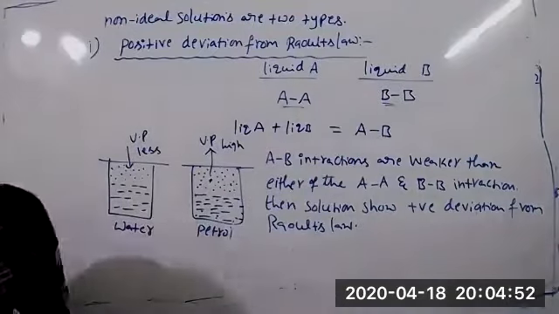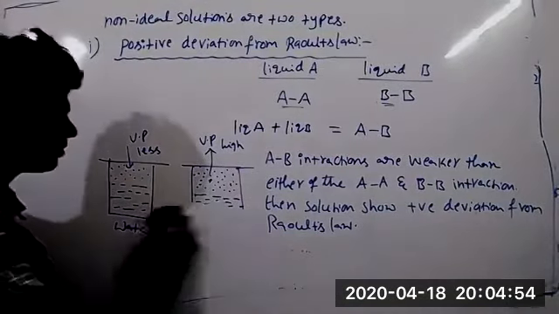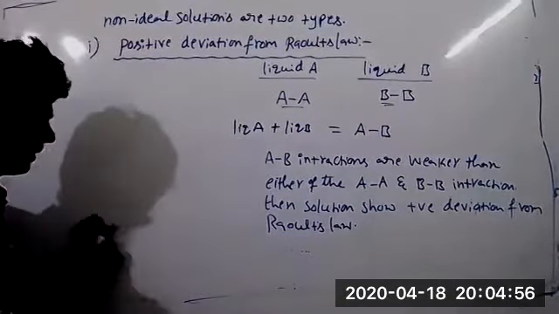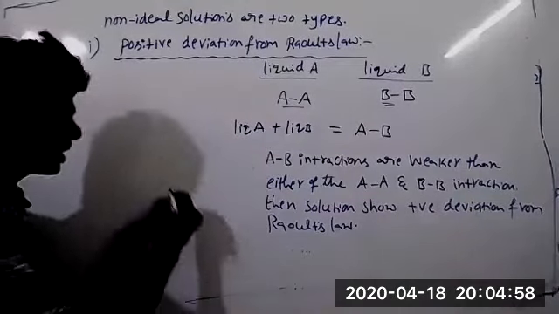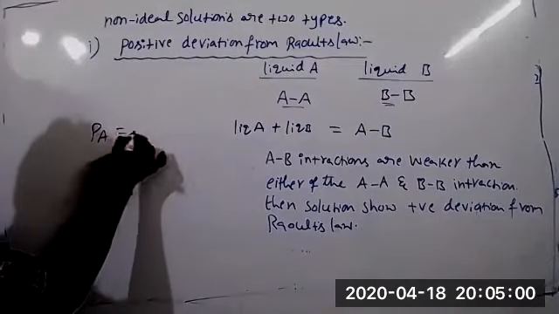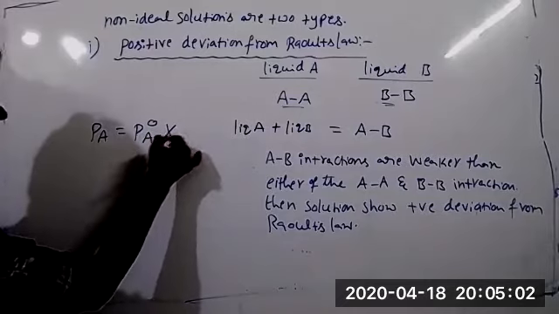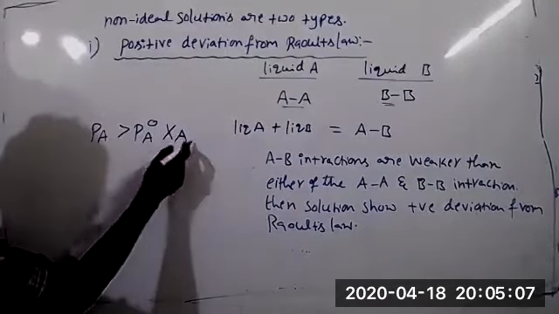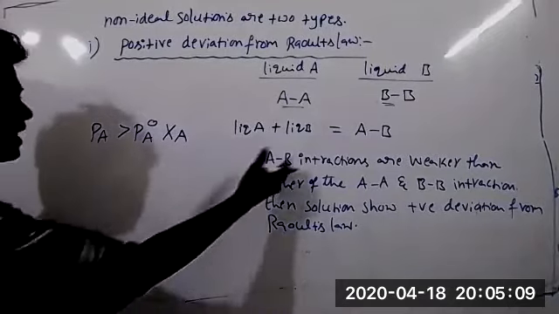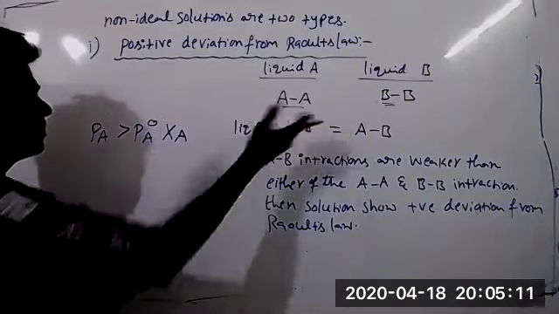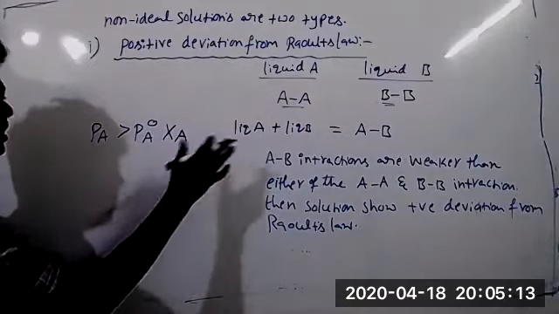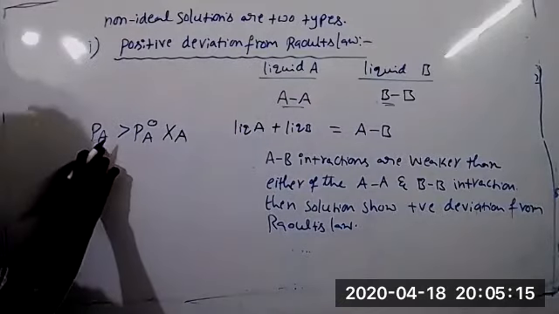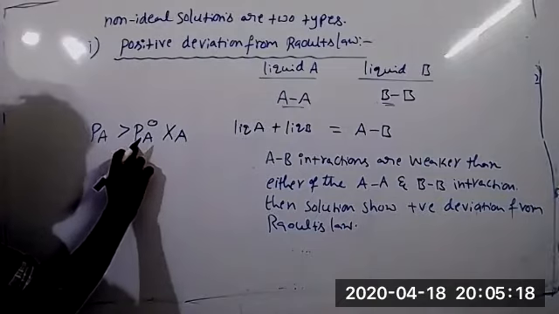So here we may write the formula. According to Raoult's law, generally we write PA = PA⁰ XA. But for this solution, PA is greater than PA⁰ XA, because here AB interactions are weaker than AA and BB, so molecules easily convert to vapor and cause more vapor pressure. Solution vapor pressure is more than pure liquid.